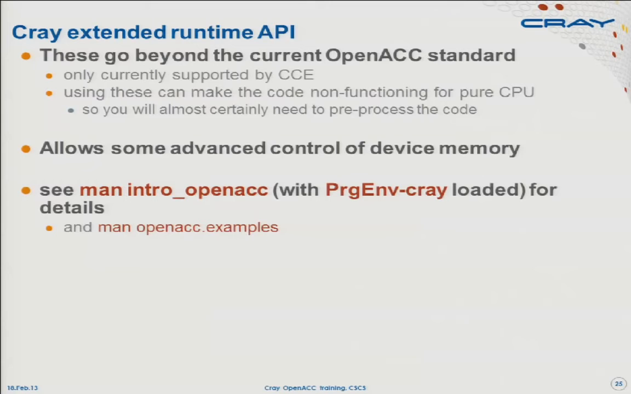Cray also has some extended runtime API calls. This is stuff where there's kind of non-standard stuff you might want to do, very advanced control of device memory. Some of the stuff will be in OpenACC version 2, so it was sort of a vendor extension to version 1 that will be in version 2. Some of the stuff is in there. There are places where you could use it, but if you do that, then you have to be aware that you're doing something that's specific for the Cray compiler. If you want to see what you can do, you can look at these man pages, and they will give you some more information on those functions.